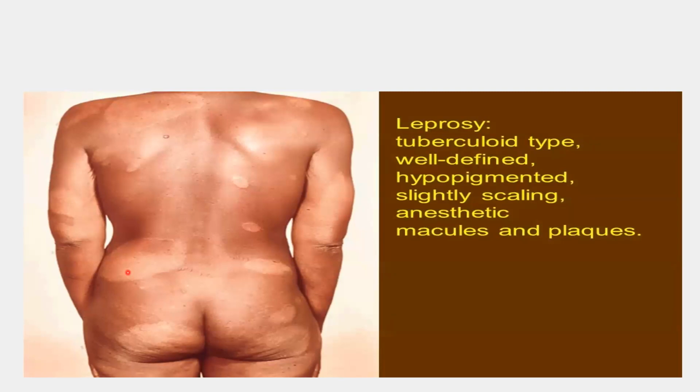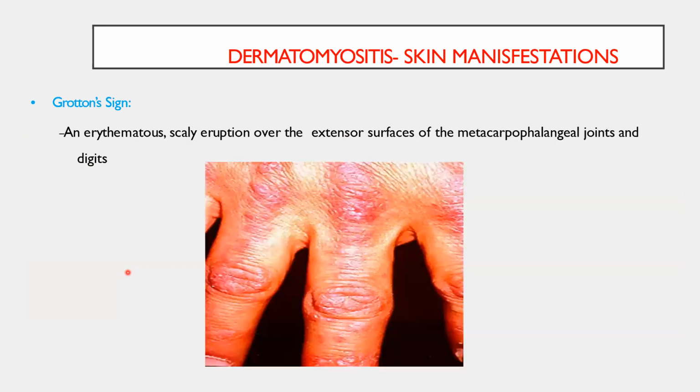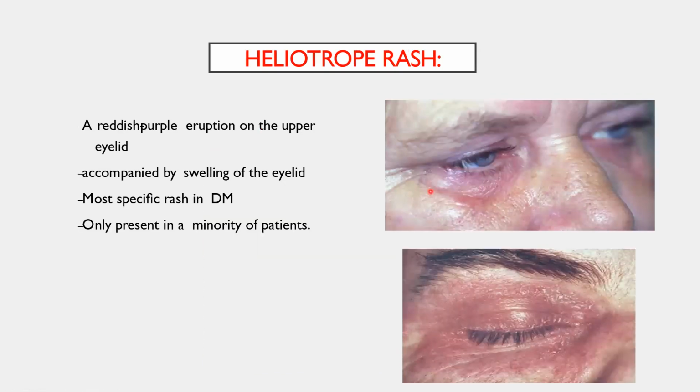These can be macules or papules. As all of you know, Gottron sign is an erythematous scaly eruption over the extensor aspect of the metacarpophalangeal joints and digits. This is characteristically seen in dermatomyositis. These are the heliotrope rashes. This is a periorbital reddish-purple discoloration with slight elevation. This is also seen in dermatomyositis. By seeing the face of a patient presenting with myopathy, if you make out these heliotrope rashes, it would be easy to diagnose and treat the patient.